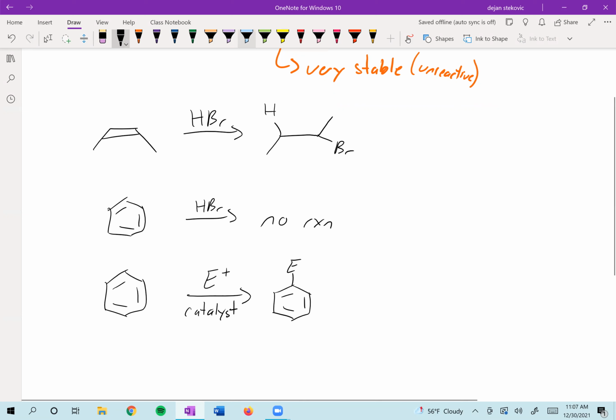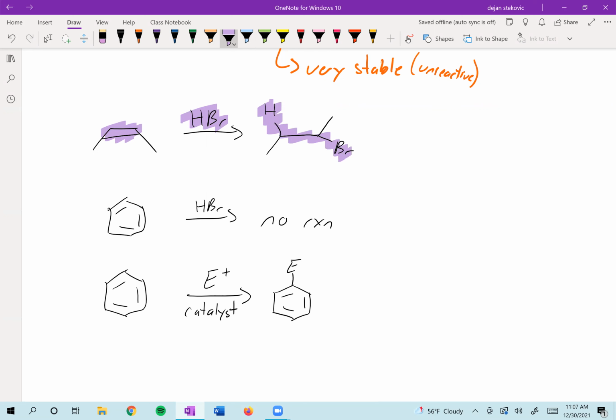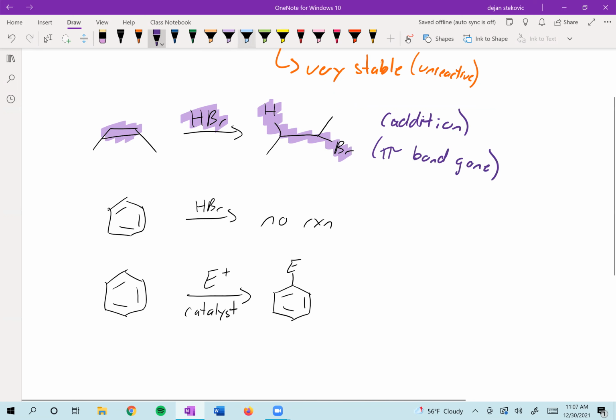A couple things to note here. Note that in this upper reaction, we had an alkene and then we added HBr to it, right? We added two components across this double bond. This is an addition reaction, right? We're adding two things to the double bond, and note that the pi bond is gone. Whereas in this aromatic system, we've actually just done a substitution reaction, right? We have this electrophile added, but it's taken the place of the H, right? It's a substitution reaction. So they are a bit different.